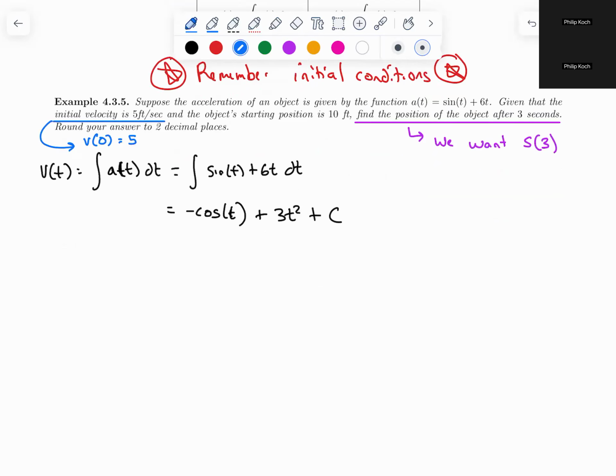So v of 0 equals 5. That tells us that negative cosine of 0 plus c is equal to 5. That gives us negative 1 plus c is equal to 5, which gives us c is equal to 6. Any questions on that?